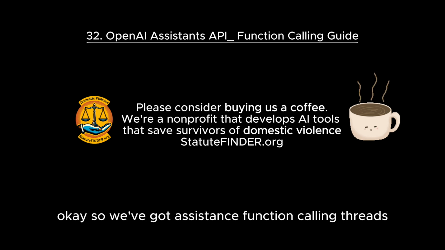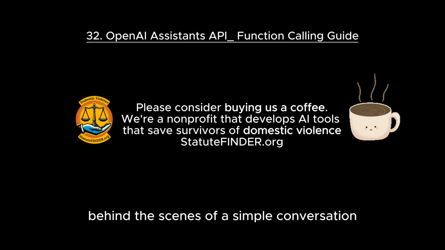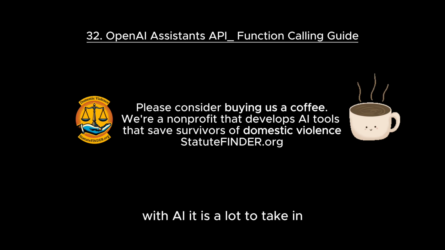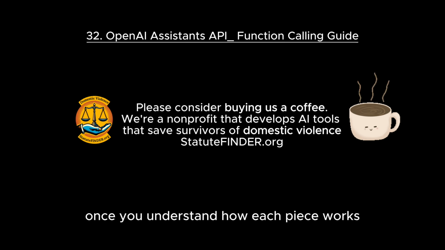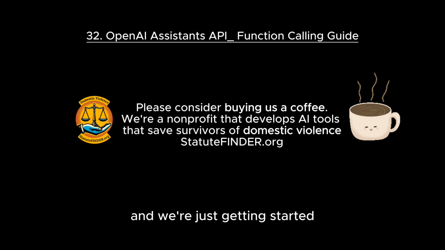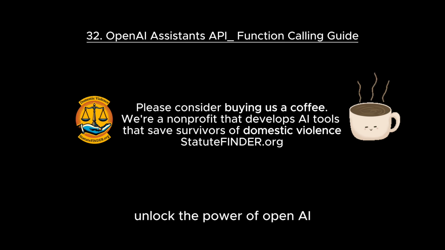Okay, so we've got assistants, function calling, threads, messages, runs, and this requires action state. It's amazing how much is going on behind the scenes of a simple conversation with AI. It is a lot to take in, but it's like learning the different parts of a machine. Once you understand how each piece works, the whole system becomes much clearer. And we're just getting started. There are a few more concepts that will really help you unlock the power of OpenAI.